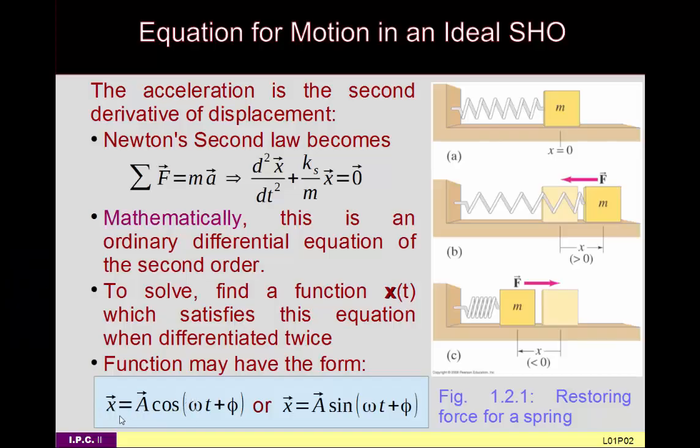You can see from this solution that this equation right here, x equals A cosine of omega t plus phi, or this equation, x equals A sine of omega t plus phi, are both going to work. Another equation that would work, although I'm not going to do it here, is x equals A e to the i omega t, where omega is given as the square root of ks over m.